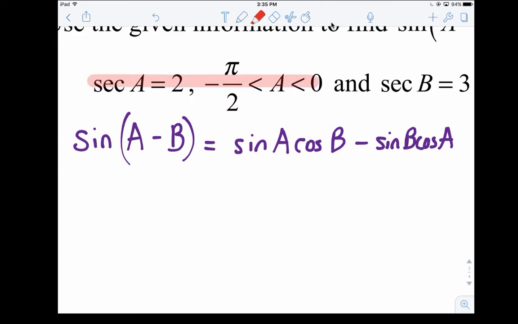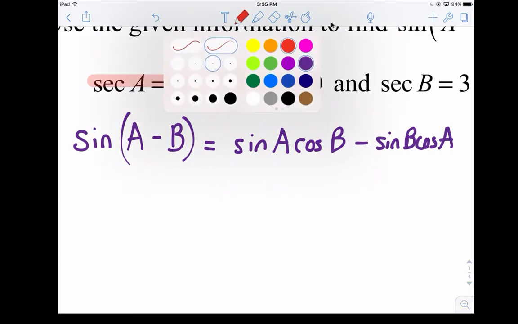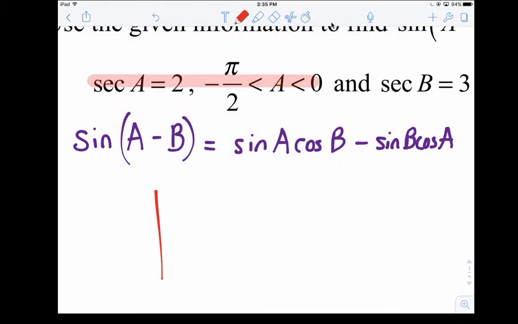So it tells me that the secant ratio of angle A is 2, and it's between negative pi over 2 and 0. So what I'm going to do is draw that out. Between negative pi over 2 and 0 puts it down here. The secant ratio is 2, or 2 over 1. Remember that would be hypotenuse over adjacent. And then that would make the missing side negative root 3, so just do the Pythagorean theorem to come up with that.